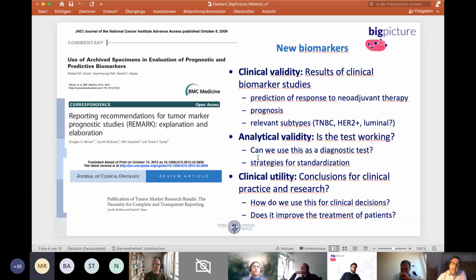But we need to have analytical validity, so we need to make sure: is the test really working? Can we repeat this in a different setting? Is it dependent on the pathologist as an observer? And what are the strategies for standardization?